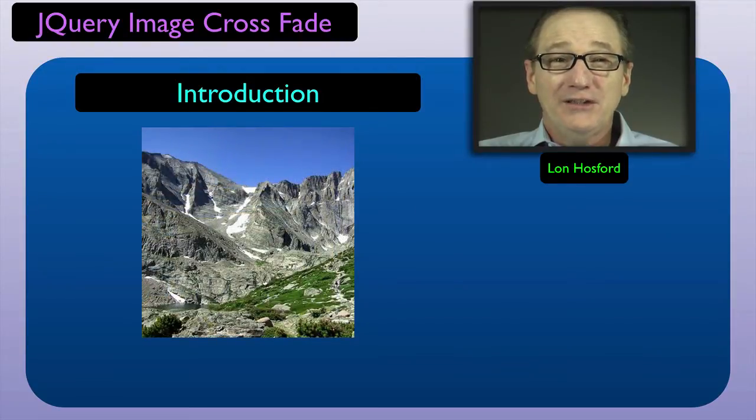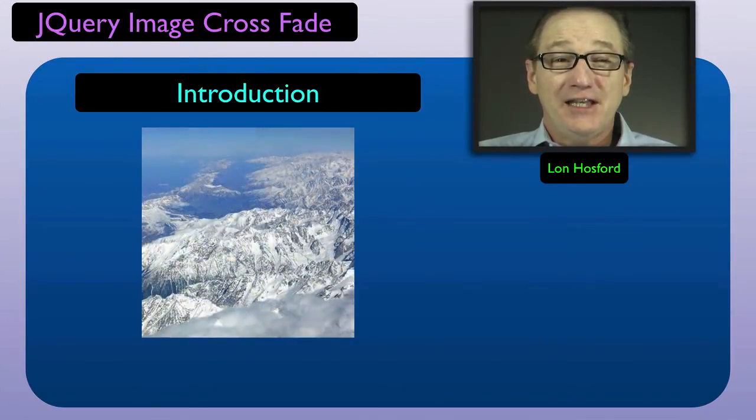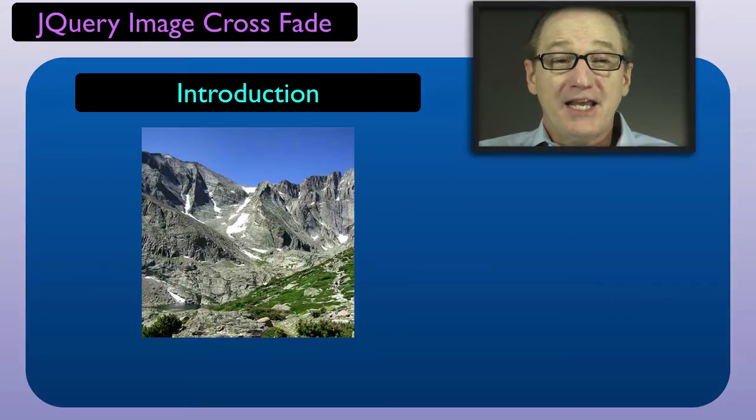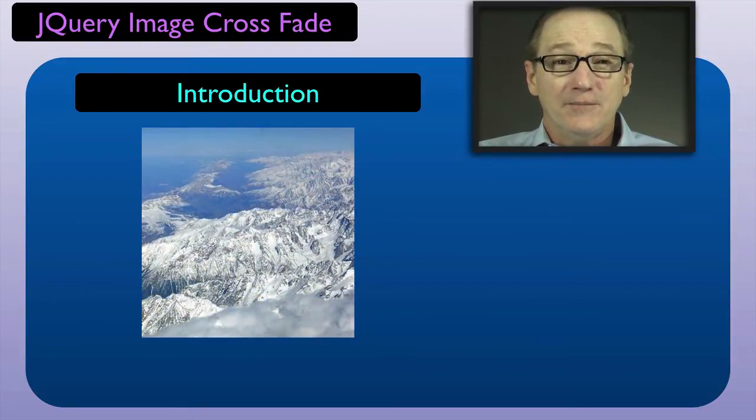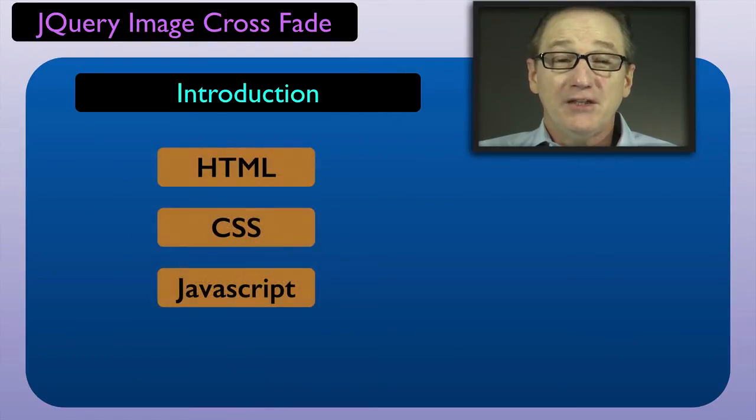Welcome. We are going to learn how to crossfade images in a web page. This is an animation effect that sometimes is called a cross dissolve or a fade over. Essentially, we will do this animation using HTML, CSS, and JavaScript. jQuery is just a glue that lets us put it all together.